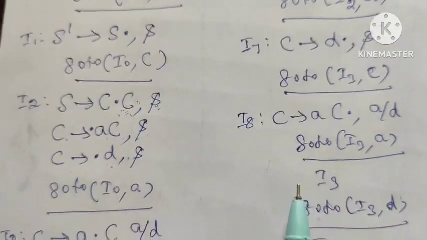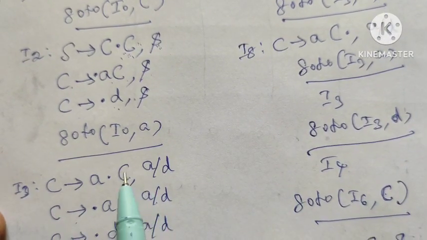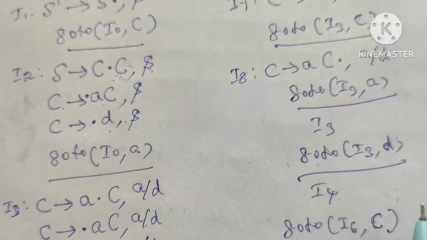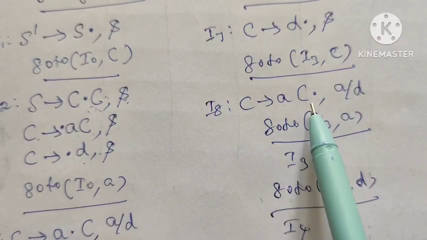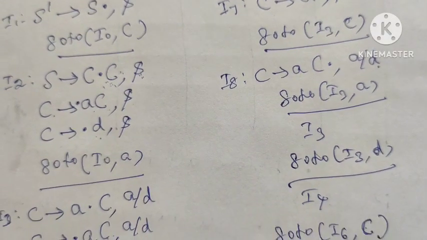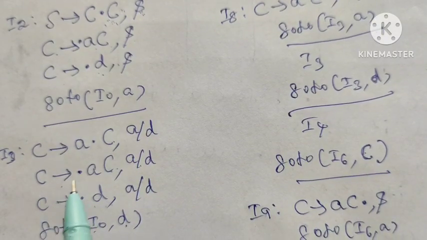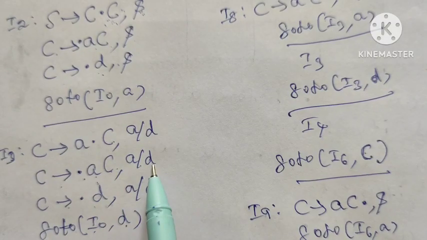Now come to item set 3. Okay, come to item set 3. In item set 3 dot is before C here. So go to of I3 comma C. It will become C tends to AC dot, A bar D. So go to of I3 comma C becomes C tends to AC dot, A bar D. Now in I3 we come for the next one, C tends to dot A. Okay, that is I3 comma A we have to process. I3 comma A will become C tends to A dot C, A bar D, isn't it? Okay.